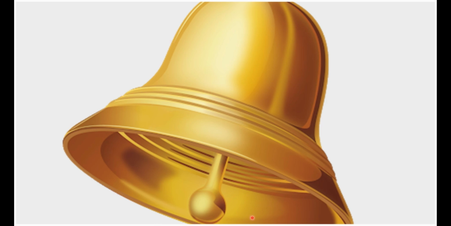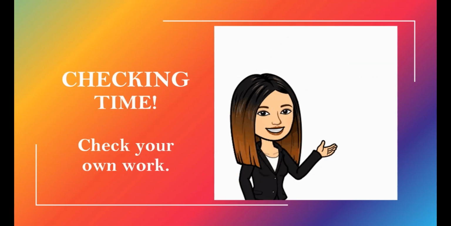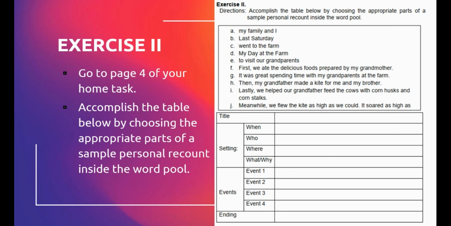It's checking time. Let's see how well you did. Go back to page 4 of your home task. Accomplish the table below by choosing the appropriate parts of the sample personal recount inside the word pool. You've already taken the title, My Day at the Farm. For the setting, when, it was last Saturday. Who, my family and I. Where, went to the farm. What or why, to visit our grandparents.